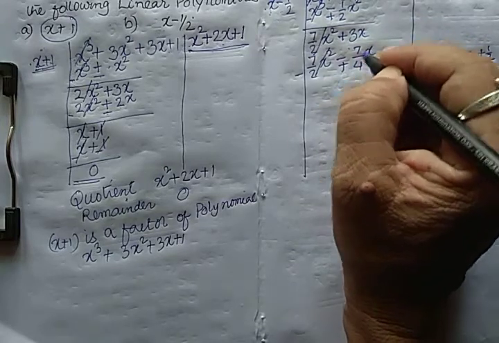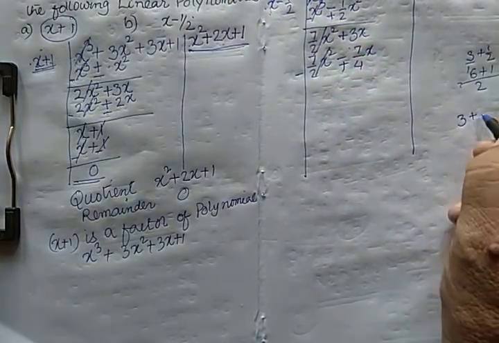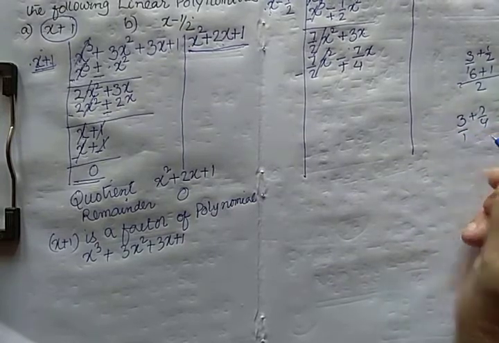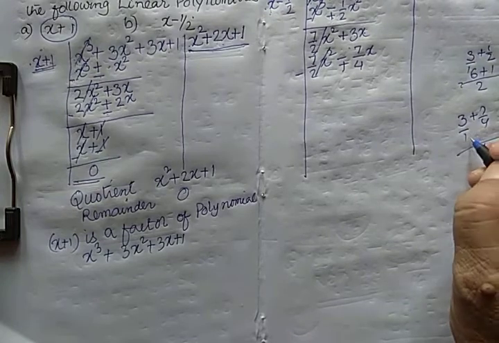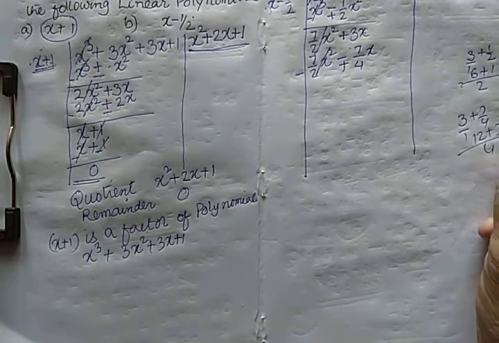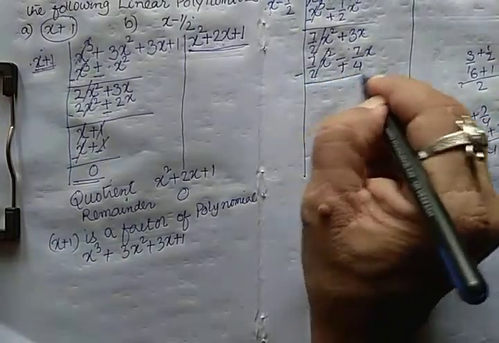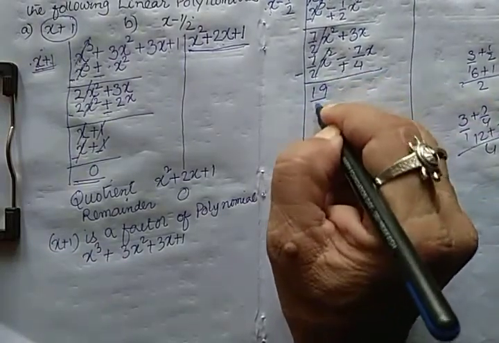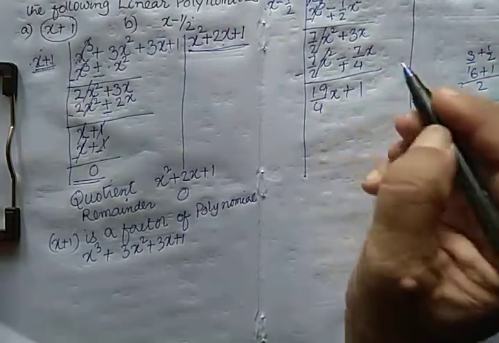3x plus 7 by 4x. That means you have to add 3 and 7 by 4. What is your LCM? 4. 3 4s are 12, plus 7, 19 by 4. So what you get? 19 by 4 x. And you have to bring this 1 here.